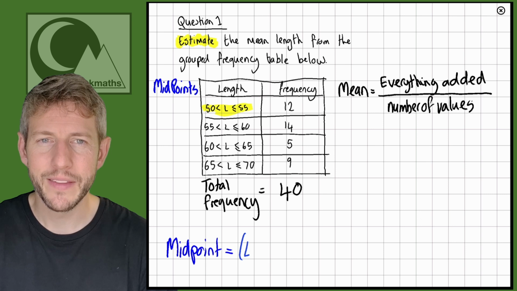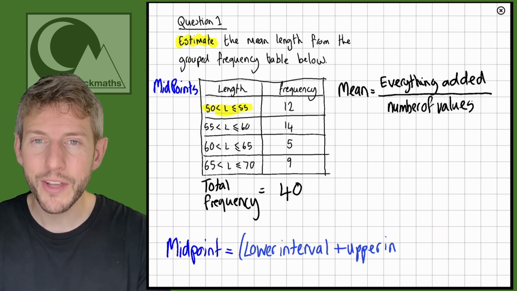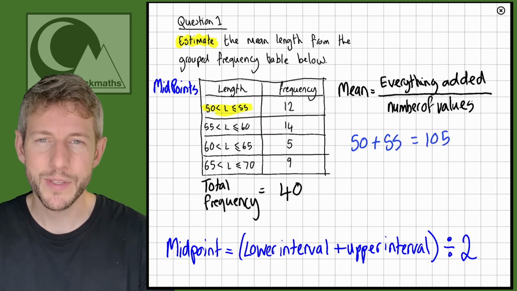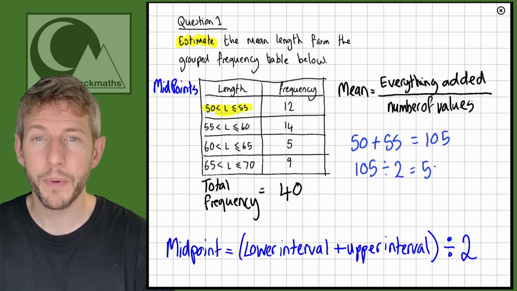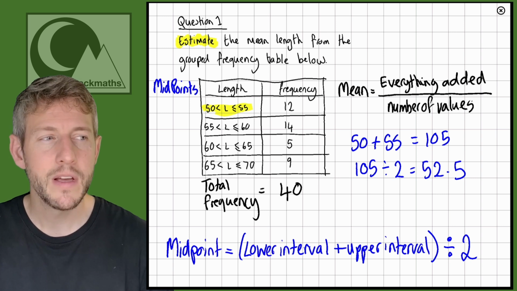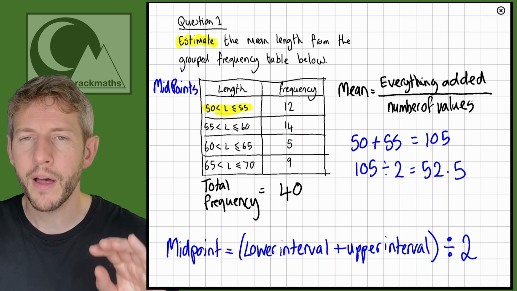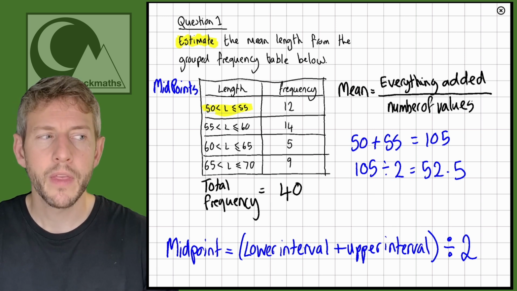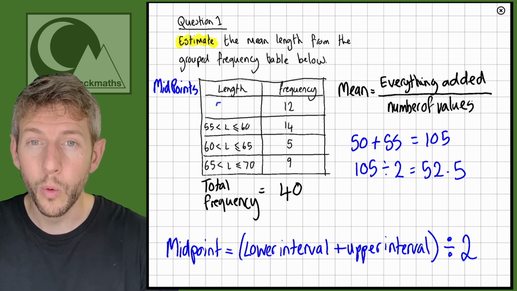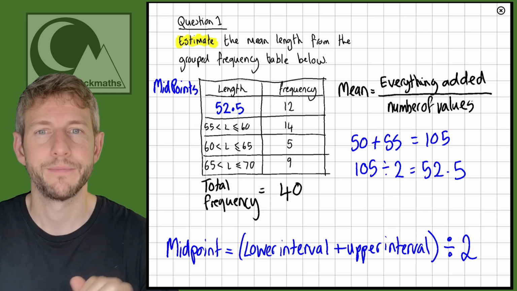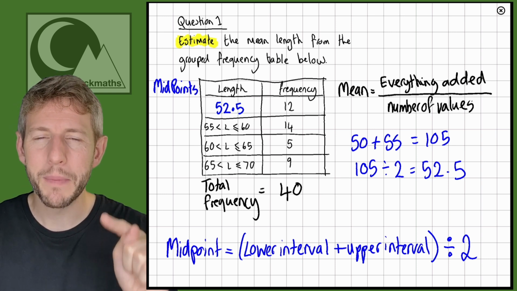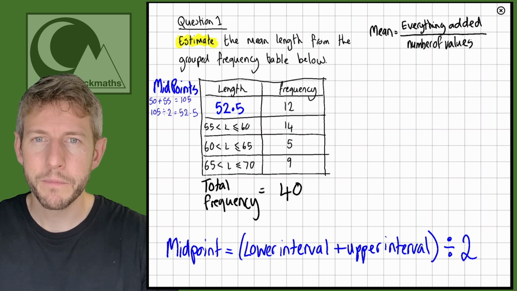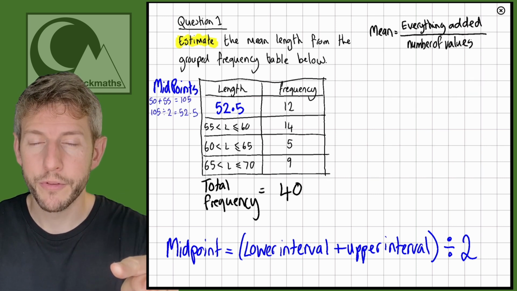The way that we calculate this is we do the lower interval, add the upper interval, and then divide by 2. So 50 add 55 equals 105. 105 divided by 2 is 52.5. So instead of thinking about this interval width, I'm going to just think about the fact that these 12 values are all 52.5 millimeters. This row then tells me I have 12 values that are 52.5 millimeters.